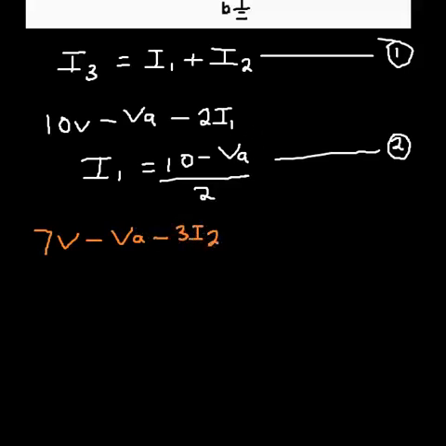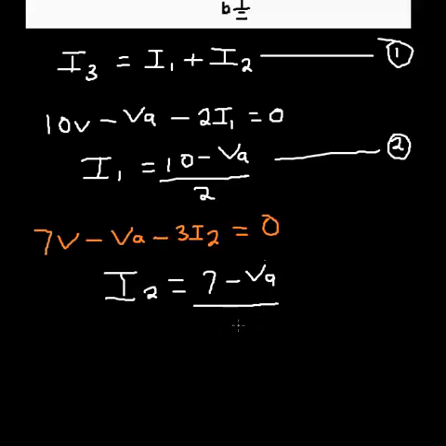Okay, don't forget that it's equal to 0. And I didn't put that here, okay? Equal to 0. So from what I have here, it is going to be easy for me to get my I2, right? So I2 now is going to be equal to 7 volts minus VA, then divided by 3. So equation 3.